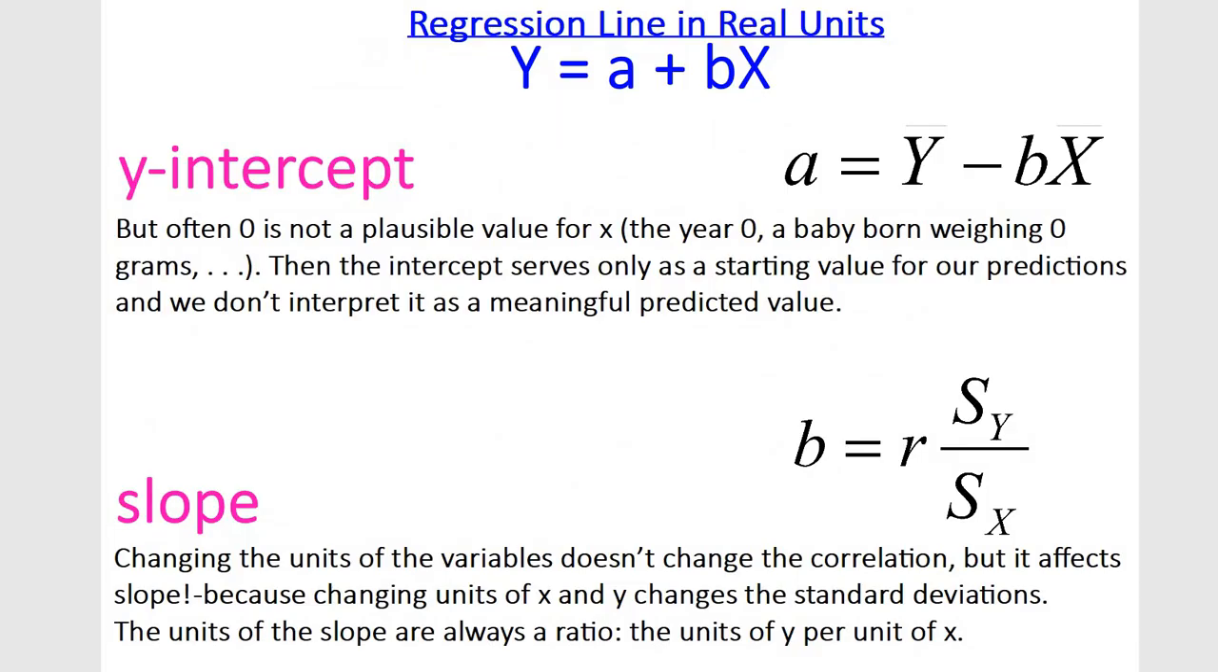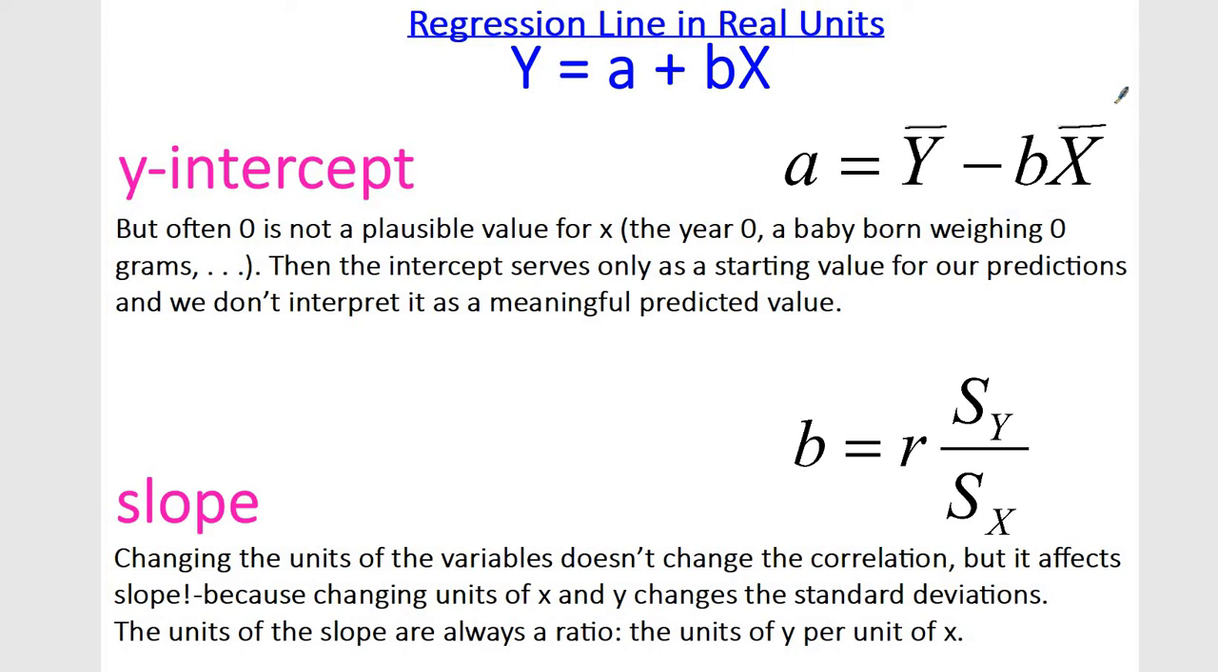So let's talk about writing our regression line, our line of best fit. Our regression line is y equals a plus bx, very similar to what you've seen, y equals mx plus b, where we have our y-intercept and our slope. Let's first start with the y-intercept. This is supposed to have a bar on top of it, which represents the mean. So the y-intercept is the mean of y minus b times the mean of x.